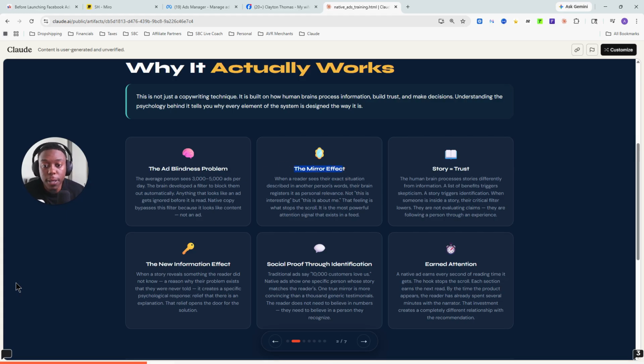Another element to this is the mirror effect. When a reader sees their exact situation described in another person's words, their brain registers it as personal relevance. Not, this is interesting, but this is about me. That feeling is what stops the scroll. It's the most powerful attention signal that exists in the feed.